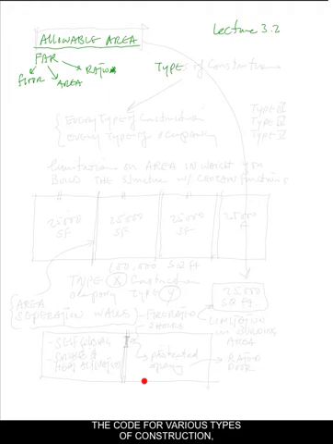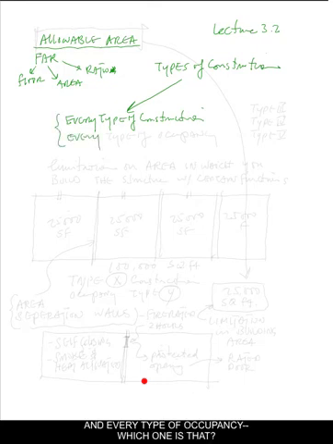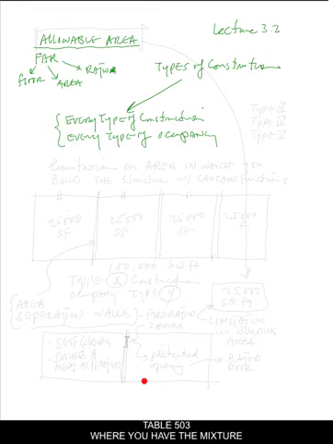various types of construction, based on the tests, based on the observations, based on accidents that have happened, the code has taken into consideration that for every type of construction and every type of occupancy, which was that Table 503 where you have the mixture of construction types, separations, and there are other charts and tables that we will talk about.